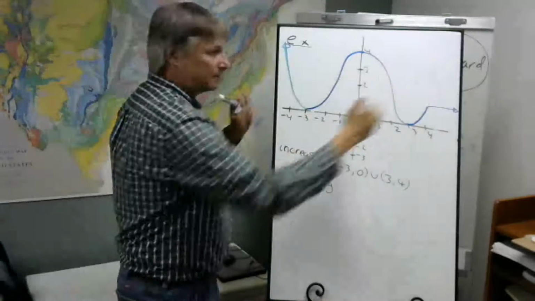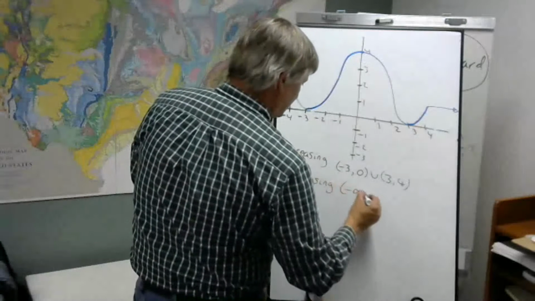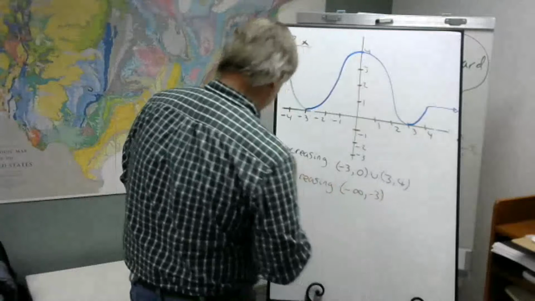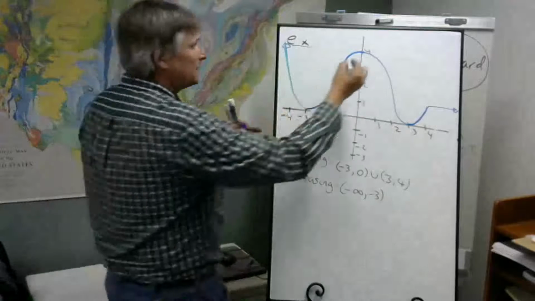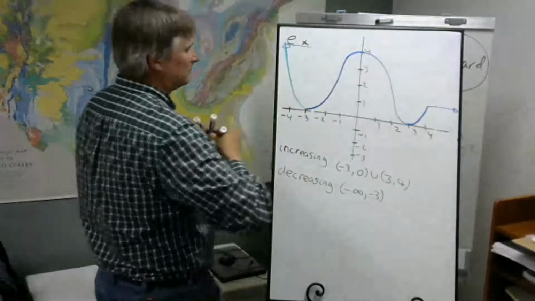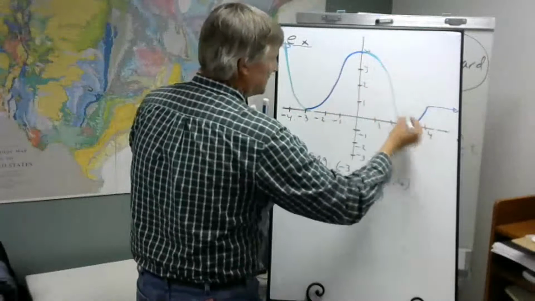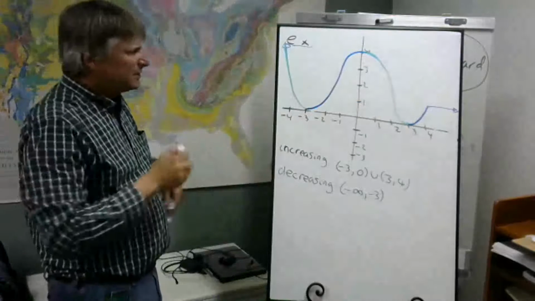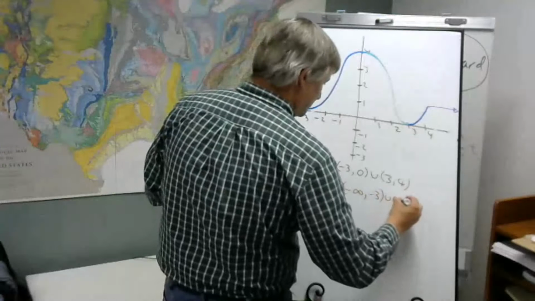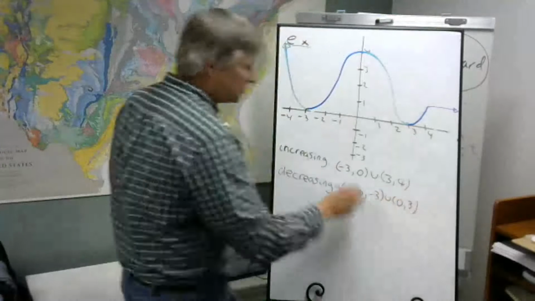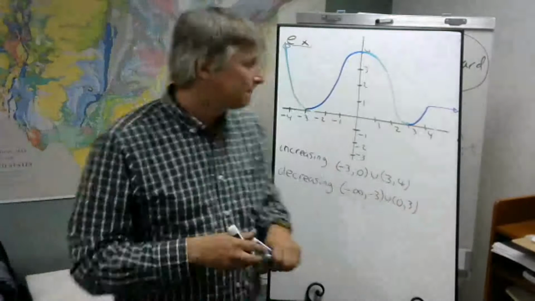Again, if you're going left to right, that means -infinity to -3. But then it starts increasing. But then it decreases again. Then it stops. So it looks like it's decreasing from 0 to 3, union (0, 3). And again, we're using open intervals because that's how we defined increasing, decreasing, constant.